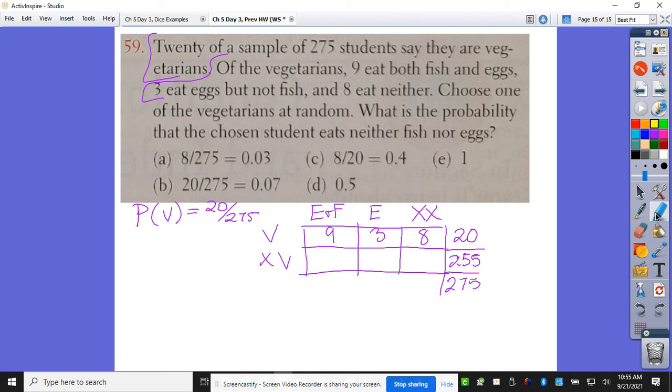So did I even need any of this? It actually ended up being that it gave us extra information, and this is all it asked us about in general. I've seen this problem written with the exact same information and ask you a completely different question, so be aware of that. And then what's the probability that they eat neither eggs nor fish? 8 out of 20, which is 0.4.